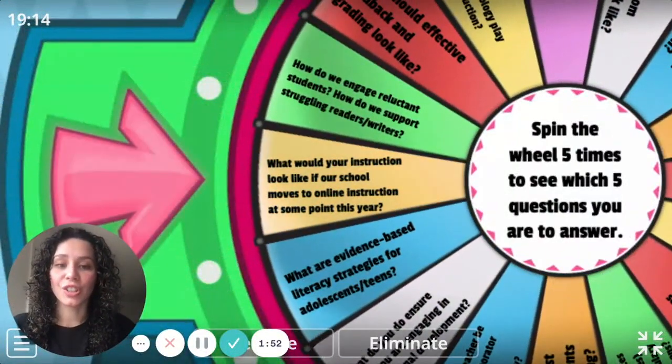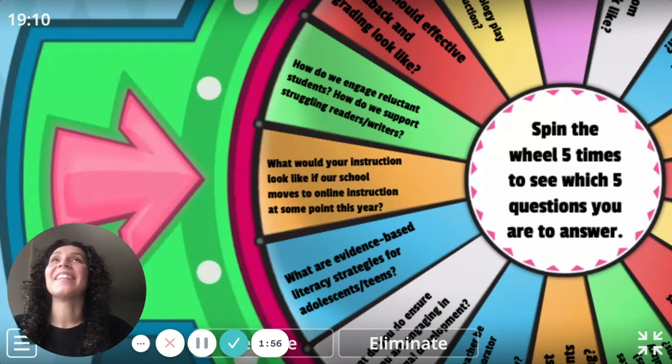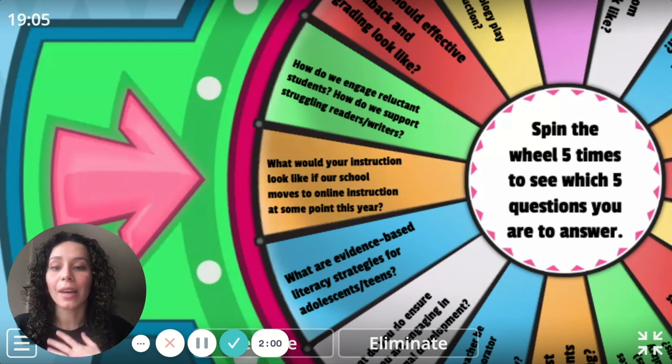What would your instruction look like if our school moves to online instruction at some point this year? I think this is such a valid question. As someone who did a lot of online schooling in my own education, who has been teaching through the pandemic, I feel that the most important elements of online instruction are ensuring that students still feel connected to each other.